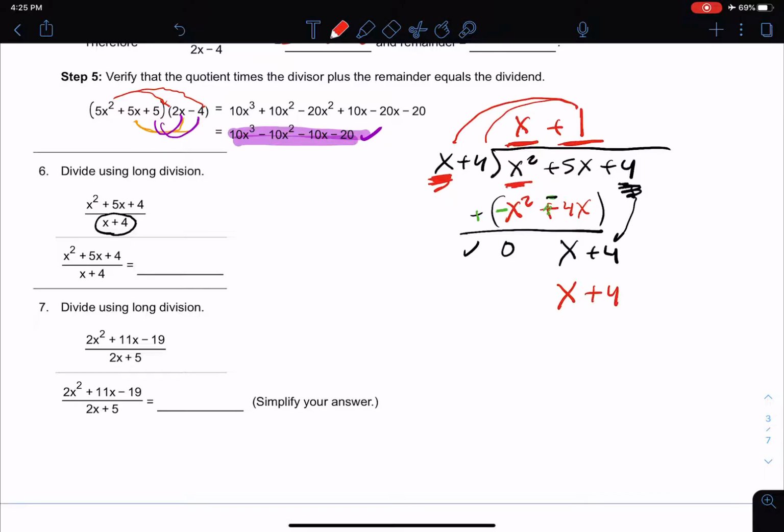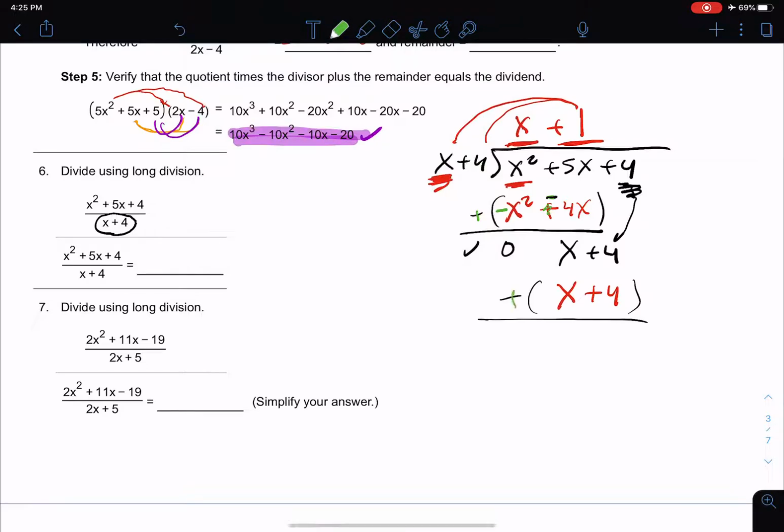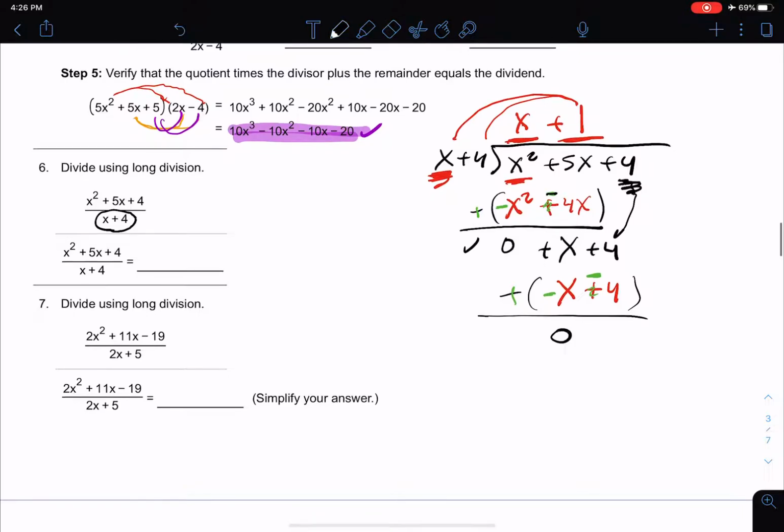Now what's the next step? The next step is polynomial subtraction. How do we do polynomial subtraction? Easiest way is just to distribute that negative sign and change the signs. And now we add them up. So a positive x and a negative x is 0. A positive 4 and a negative 4 is 0, so we have no remainder. The answer to this is x plus 1. Okay, next problem.